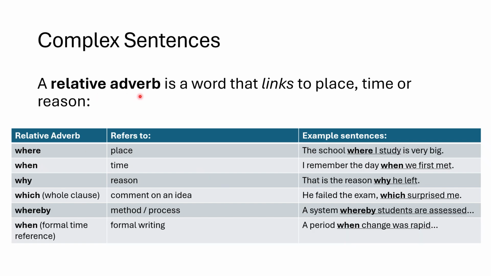A relative adverb is a word that links to place, time, or reason. In these example sentences, the relative adverb is bold and the relative clause is underlined. The relative adverb where refers to place. For example, the school where I study is very big.